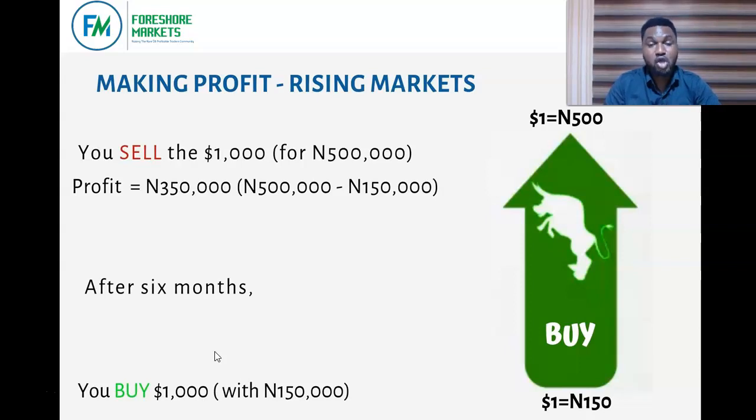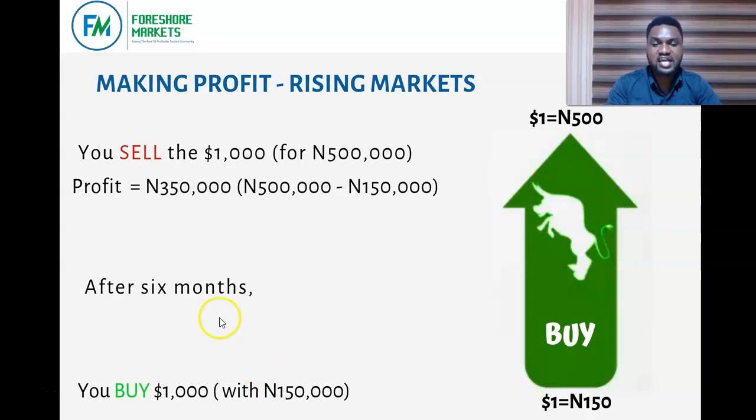As a speculator, you analyze the market and you believe that the market is going to go up so that you can make a profit. So you buy $1,000. For you to buy $1,000, you need to pay 150,000 naira, so you spend 150,000 naira to purchase $1,000, and then just like in the case of real estate, you hold it for some time.